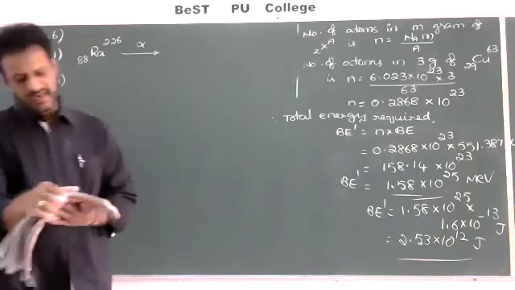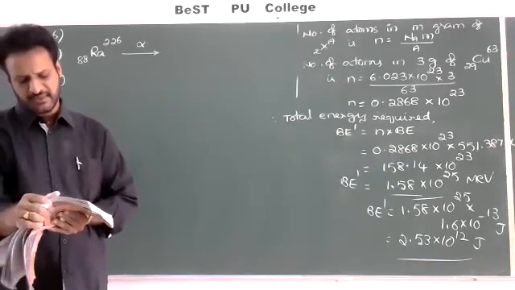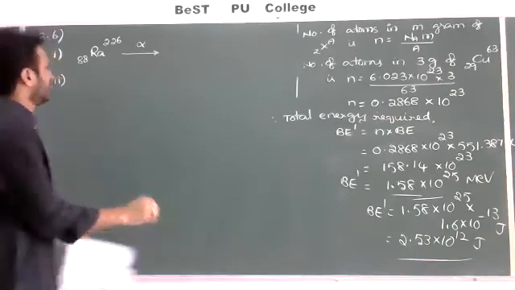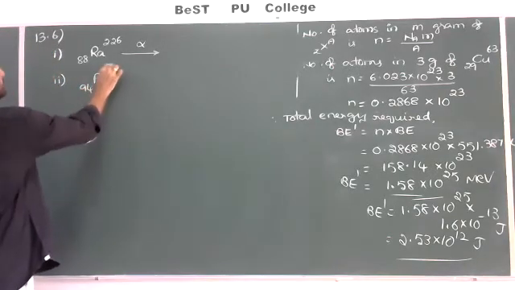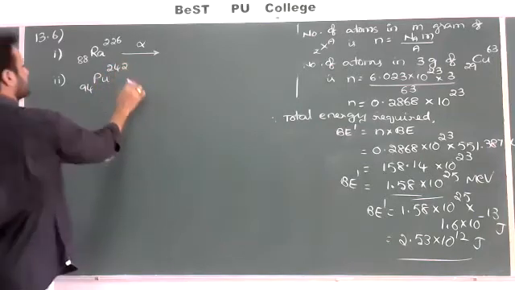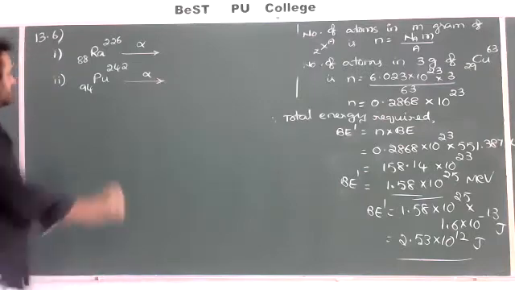Second one, alpha decay of plutonium with atomic number 94, mass number 242. So plutonium, Pu, 94, 242. It is also emitting an alpha particle. Then complete the equation, they are asking. Next, third one.